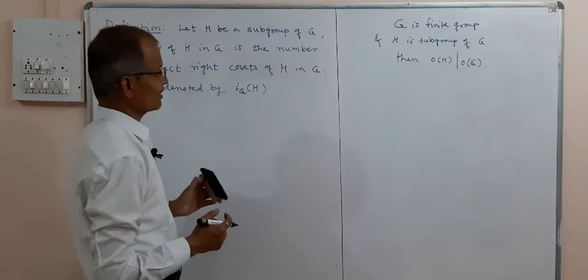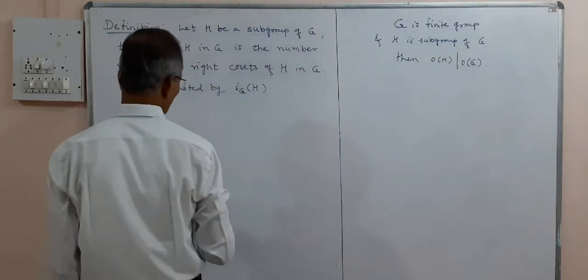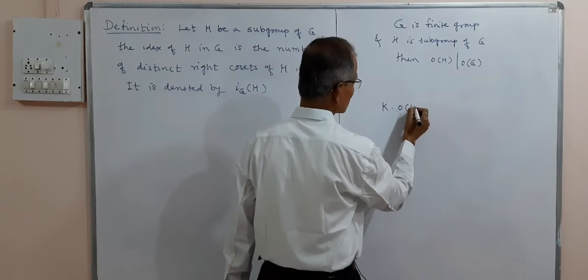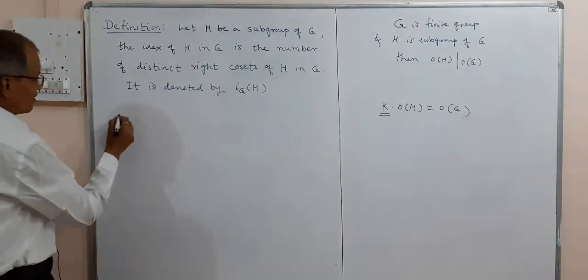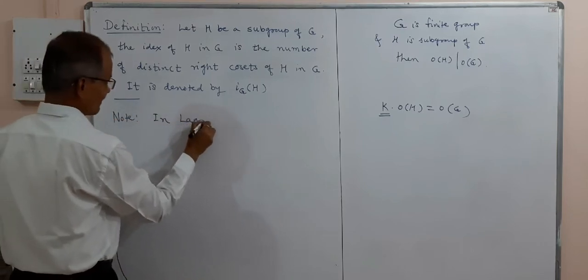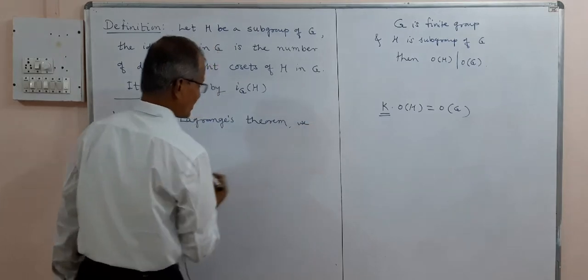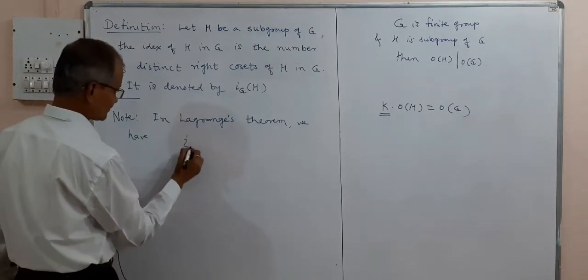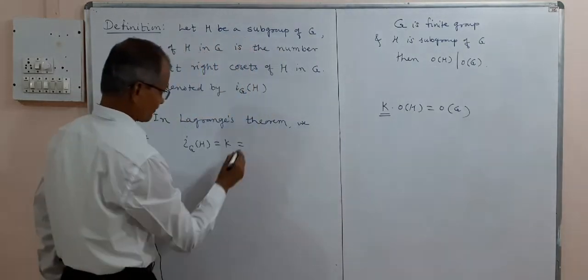Now we can see in the proof of Lagrange's theorem, there are k distinct right cosets, and therefore k times the order of H is equal to the order of G. So this k is the index of H in G. So this is a note: we have the index of H in G is equal to k, and that k is the order of G divided by the order of H.